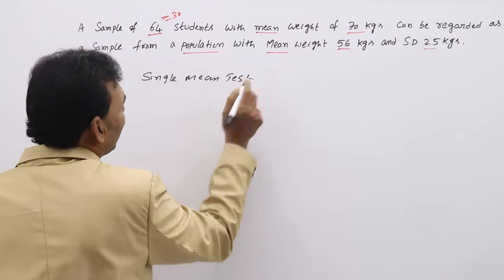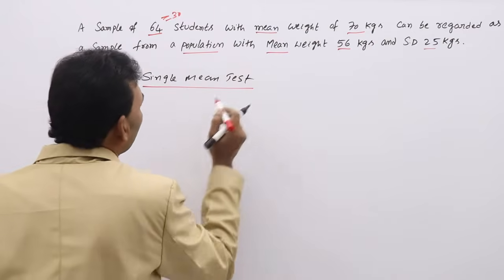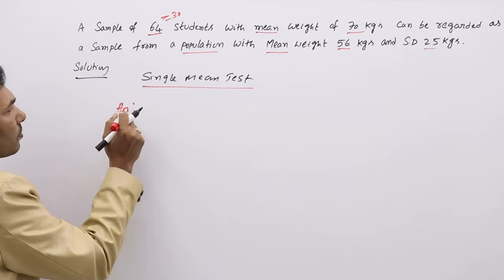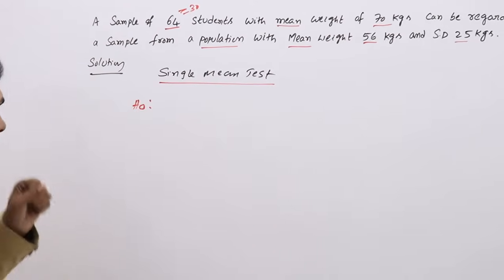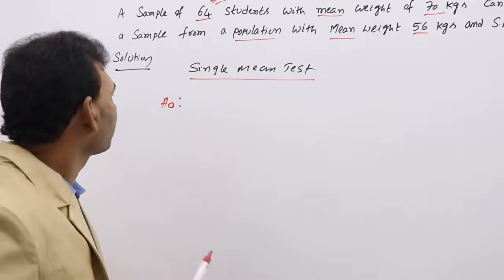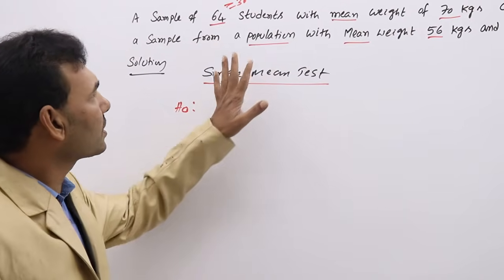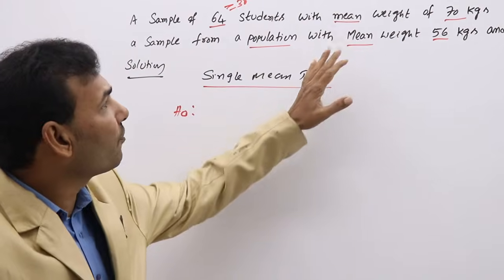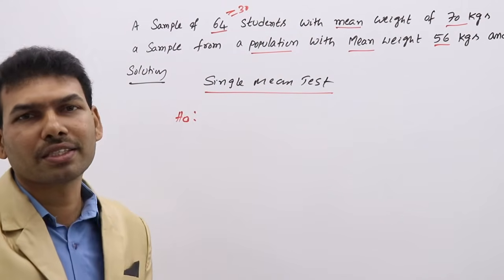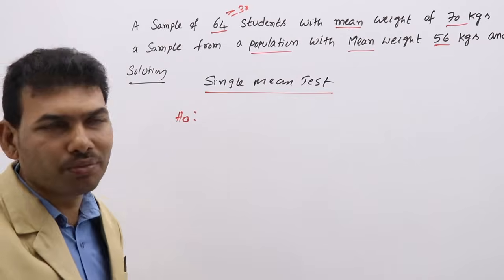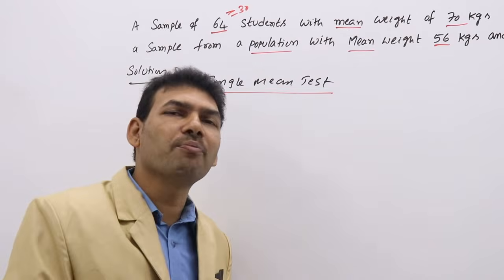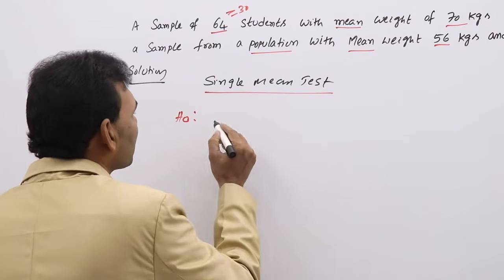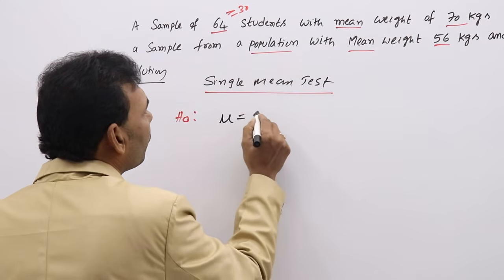In single mean test, step 1 is writing H0. H0 is whether we have to decide that the sample came from the population with mean 56 kgs. So here we assume that the sample came from the population with mean 56 kgs. That means mu equal to 56.